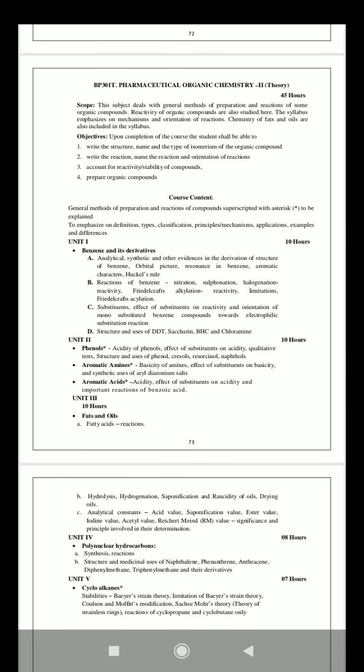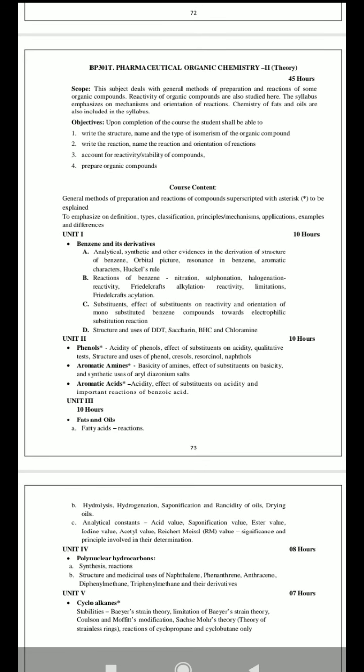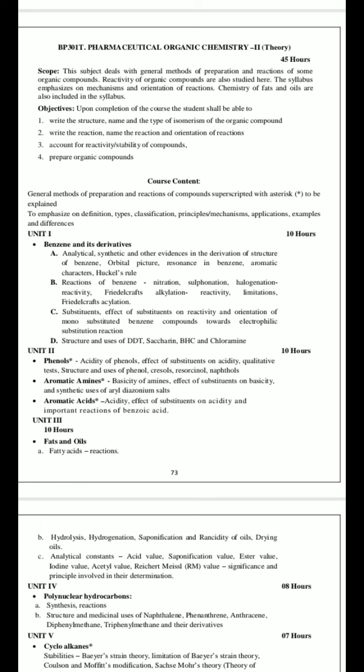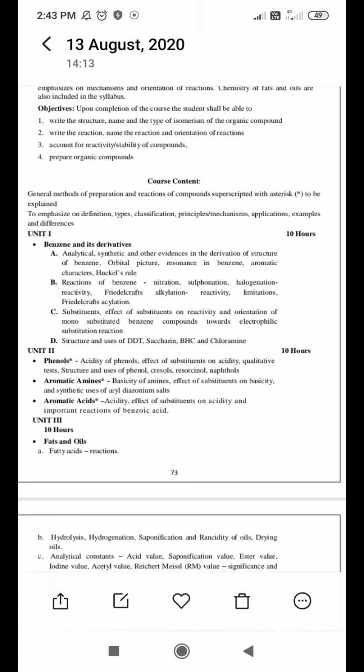Then we will discuss in detail the syllabus of Pharmaceutical Organic Chemistry Part 2. What is the scope of this subject? This subject deals with the general method of preparation and reactions of some organic compounds. Then reactivity of compounds is also studied here. General method of preparation means how to prepare the different organic compounds, for example, phenol, aromatic amines, benzene, etc.